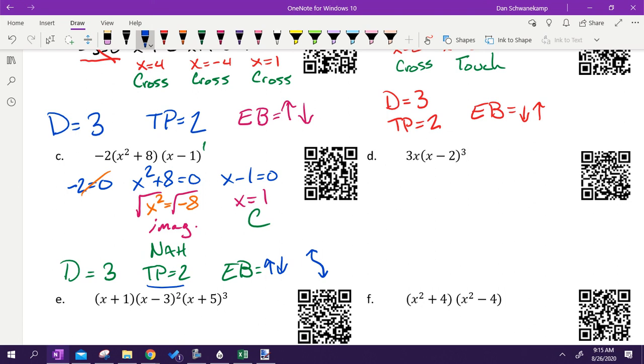Yes, ma'am. On the test, would you want us to solve for the imaginary root, like include it? It just depends on what it's asking for. If I'm asking for real roots like I am here, no. I don't want that included.